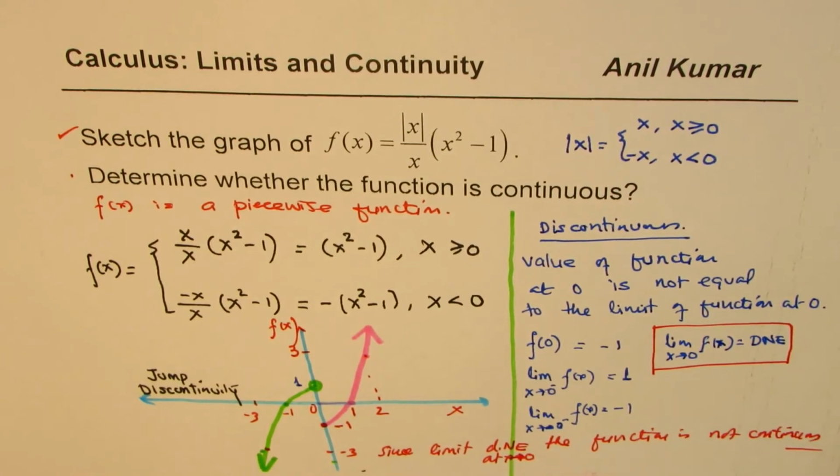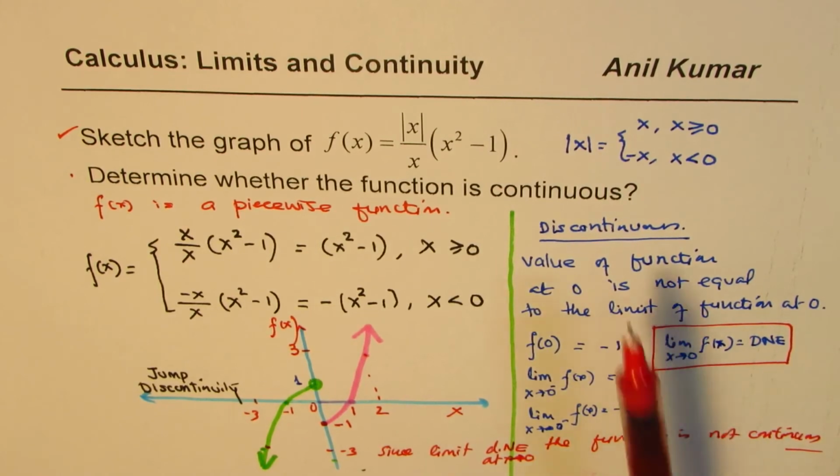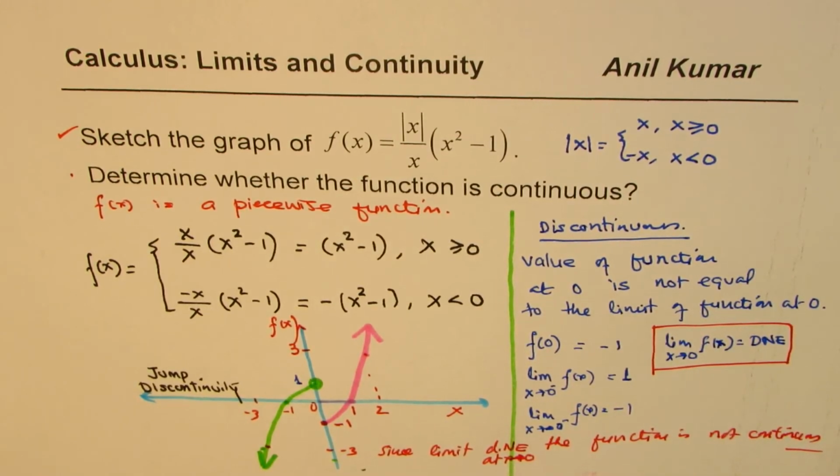Since the limit does not exist, and a value does exist, the value at 0 is -1, right? So either way, you could also say since the limit is not the same as the value of the function at 0, it is not continuous. So that is how you could explain how the function is not continuous at x equals 0. And the type of discontinuity which you see here is jump discontinuity.